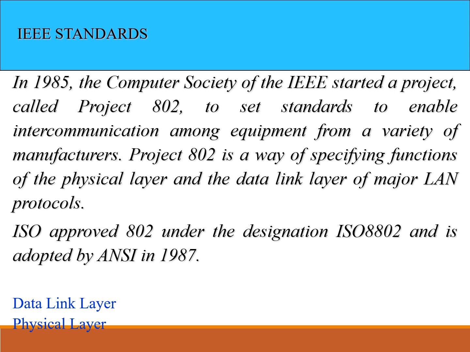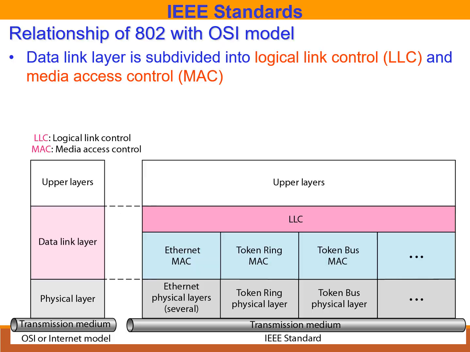And then we go to the IEEE standard. It is mainly equipped by a variety of manufacturers. ISO only approved 802 under the designation of ISO 8802, and it was adopted by ANSI in 1987. In this we are going to see the data link layer. The data link layer in the IEEE standard is divided into two sublayers. One is LLC and the other one is MAC.